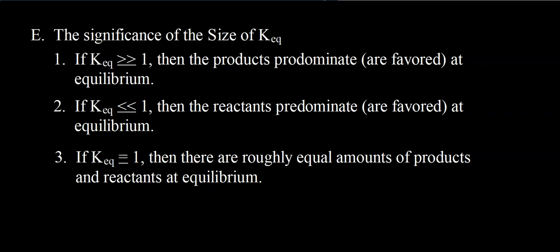Now, though it's not always possible, it does happen. If K is equal to 1, then of course that means the amounts of the reactants and products are about the same. All right, I think we'll stop there for now. Our next lesson, we will do calculations involving the equilibrium constant.